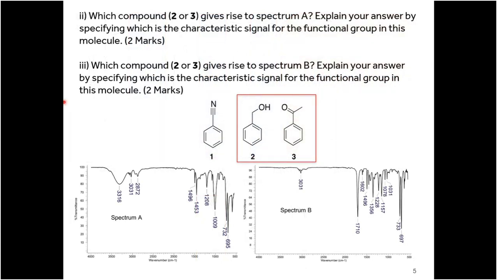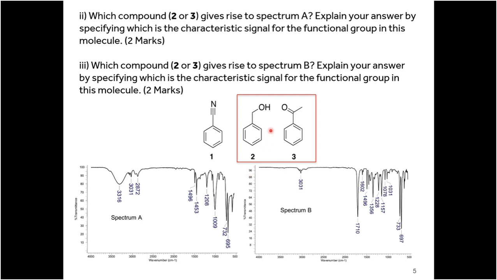So let's look at the next part of the question. Which compound, 2 or 3, they're shown here, one with an alcohol, one with a carbon-oxygen double bond, so we have a ketone, give rise to spectrum A? And explain your answer by specifying which is the characteristic signal for the functional group in this molecule. And this gives you 2 marks. And then you're asked to do the same for spectrum B, which is here.